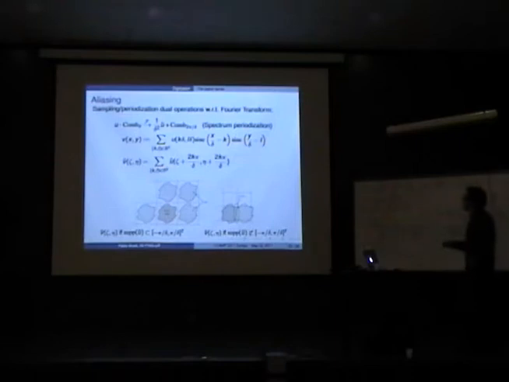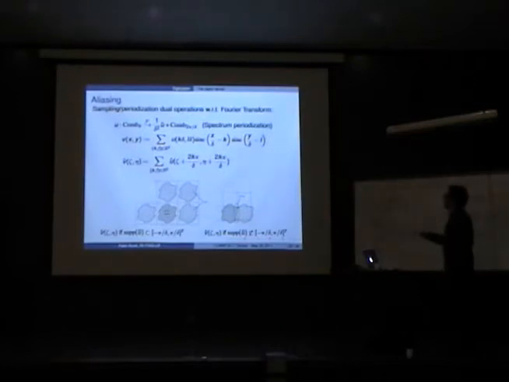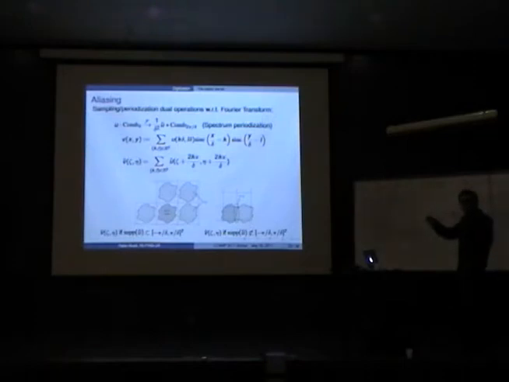So, where does aliasing come from and what is aliasing? Aliasing is a property of the Fourier transform that has to do with the fact that sampling and periodization are dual operations with respect to the Fourier transform. If you sample, this comb is a comb of Dirac deltas. If you sample an image, then in the Fourier domain you have a periodization of the spectrum.